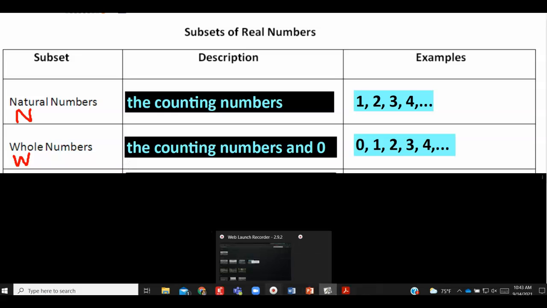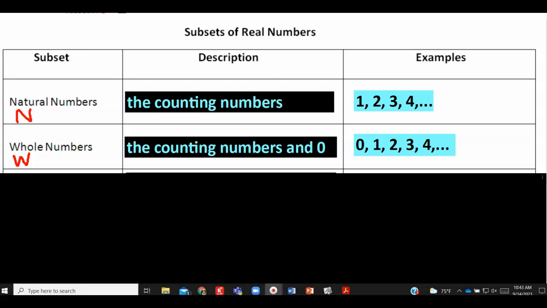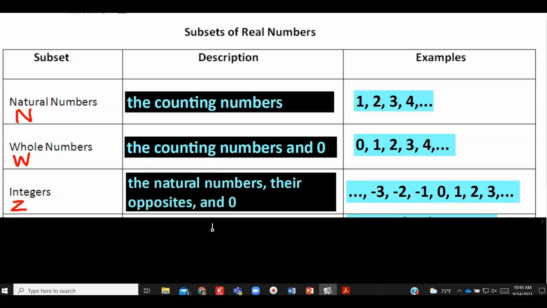0 is part of what we call the whole numbers. So the whole numbers are the counting numbers and 0. We use the letter W. The integers are the natural numbers, 0, and the opposites of the natural numbers.